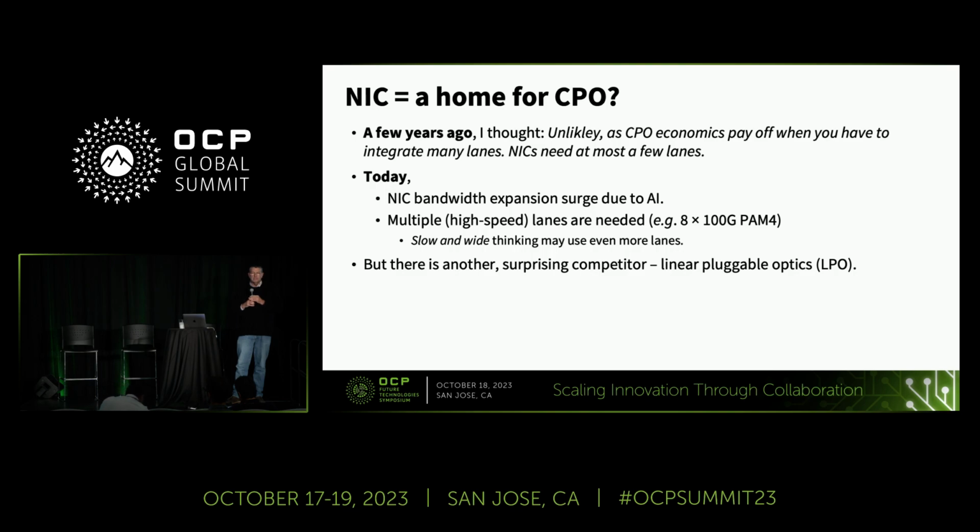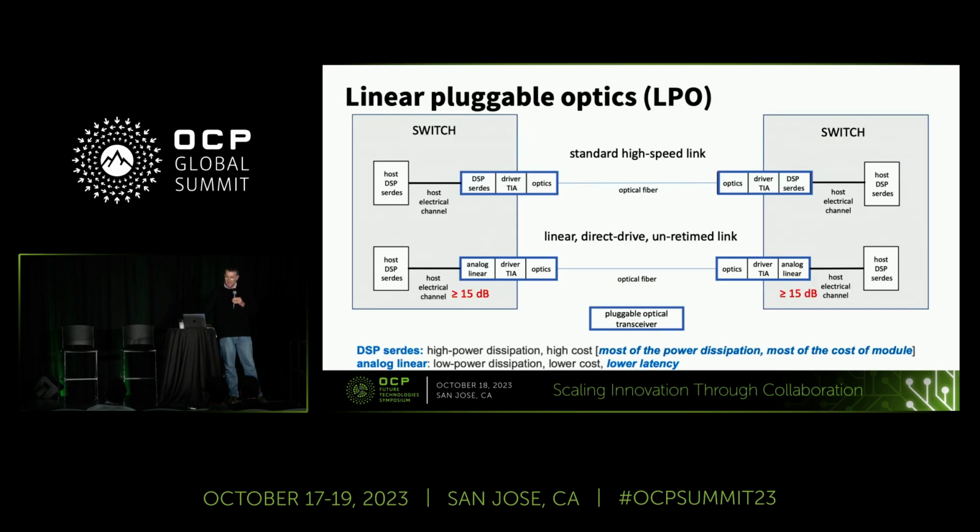But there's another surprising competitor in the NIC world, which is linear pluggable optics, which was introduced at OFC this year and seems to be a pretty big part of this discussion at this show. So just to show what linear pluggable optics looks like, in the old-fashioned high-speed link for PAM4 there was a DSP SerDes on both terminal ends as well as in the transceivers, and there was a lot of work being done in the CPO world where people were saying, hey, I don't think we need to have a SerDes in our optical chip or chiplet. Let's just do a linear drive.